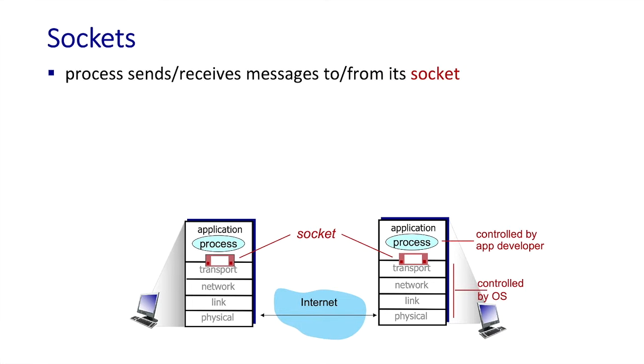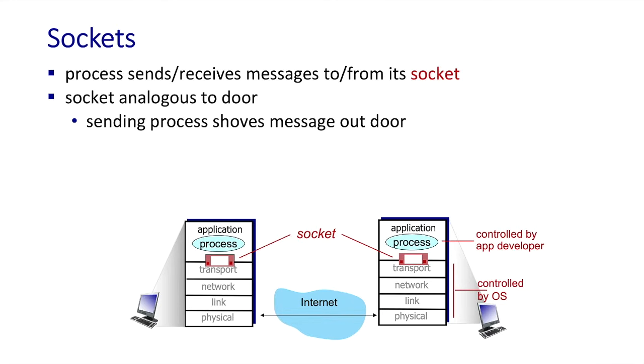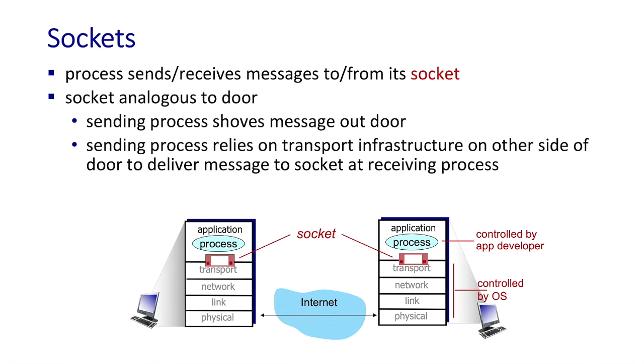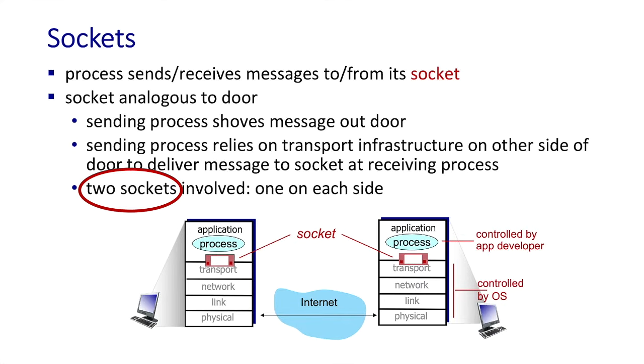A process is going to send and receive messages to and from sockets that it creates. And you can think of a socket as being analogous to a door. We create the door, we send messages into the door, and we receive messages back out of the door. The sending and receiving process are going to rely on the underlying infrastructure, the transport layer, network layer, and link layer, to deliver messages from a socket at the sending process to a socket at the receiving process. And it's important to note that there are going to be two sockets involved whenever a sender and receiver communicate, one on each side of that communication.